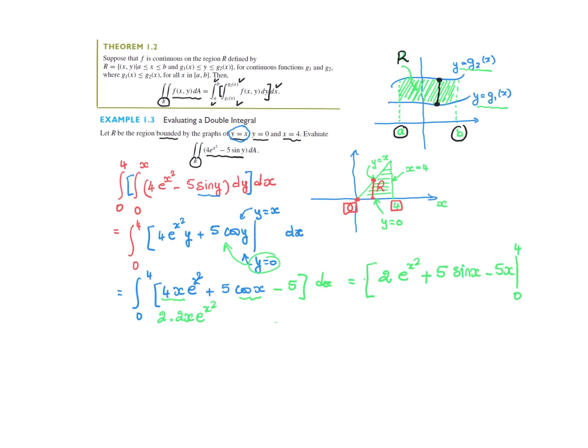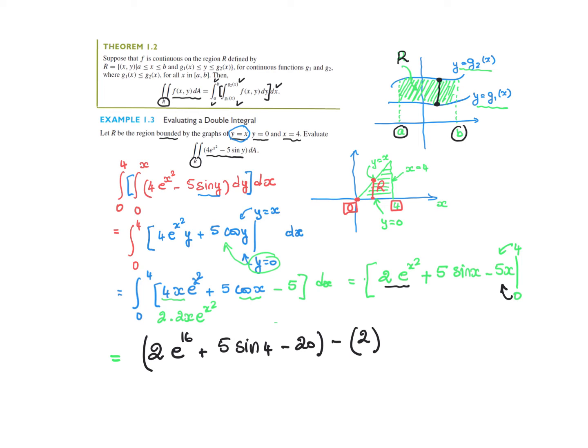We substitute now x equal 4 and x equals 0. We will get the following. So 2e to the power of 16 plus 5 sine 4, okay, minus 20, and then minus, substitute with 0, and it's going to give us 2 here. The other two terms are equal to 0.